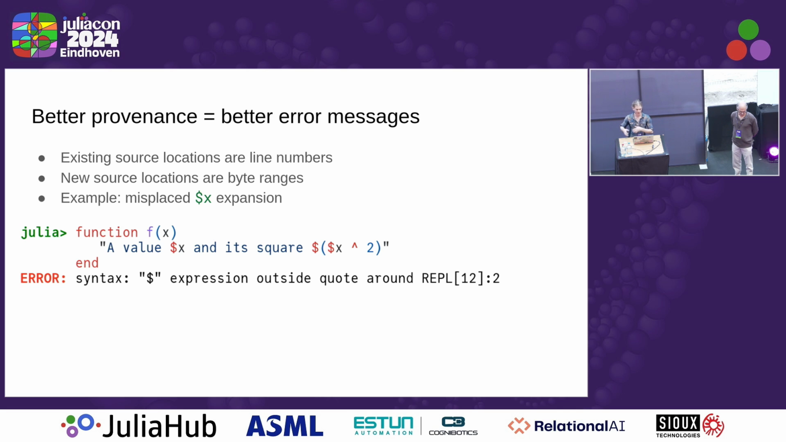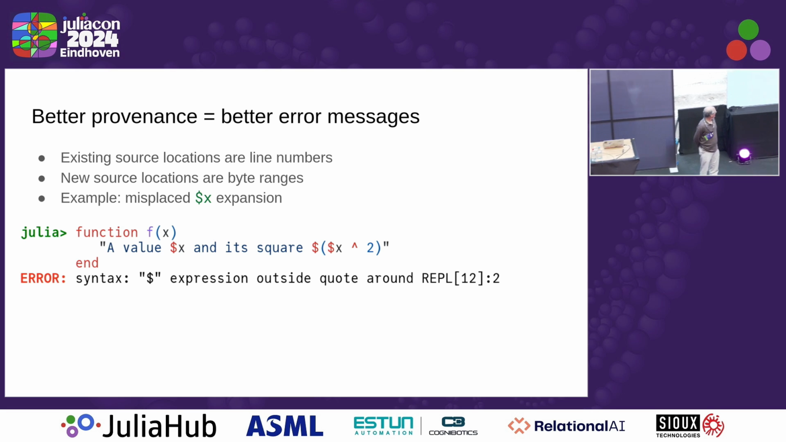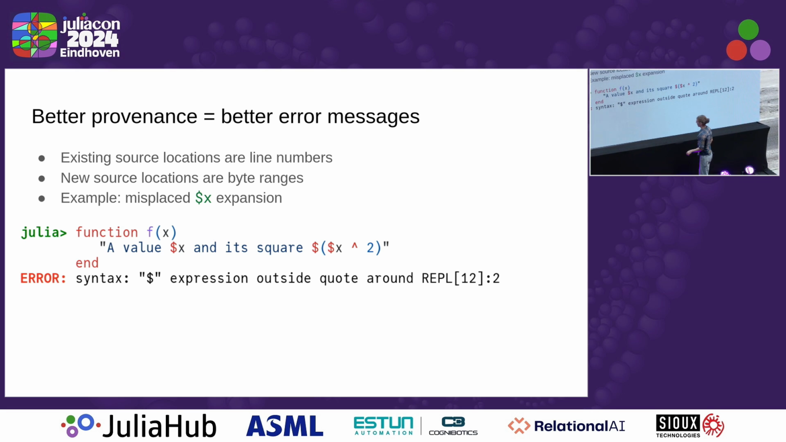OK, so we're going to show a bunch of cases where better provenance information is going to lead to a better user experience, I guess. One example here is the existing error you get if you do this kind of thing. What's wrong here is someone has double interpolated this x. This should just be x, not $x. But what it does say is that this is on line 2. Now, that's correct.